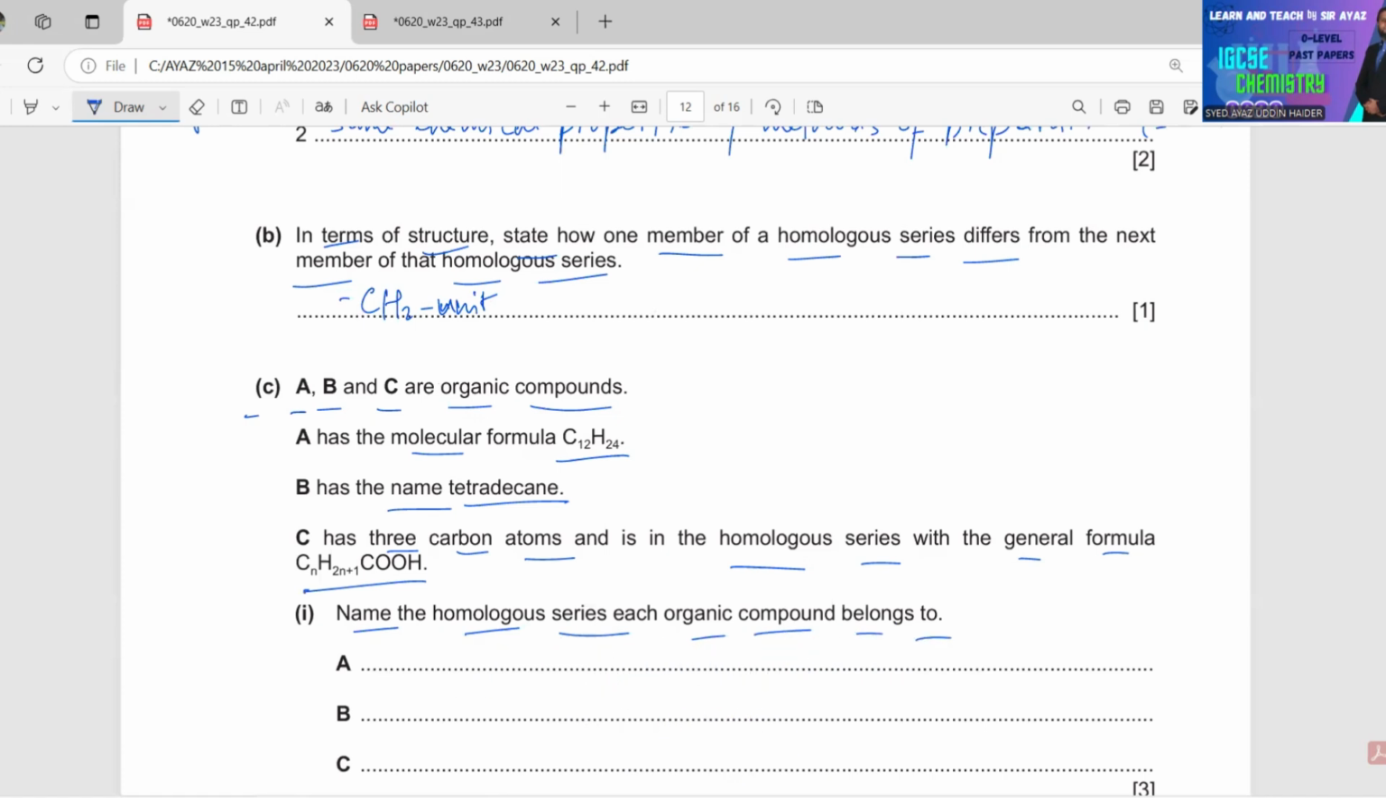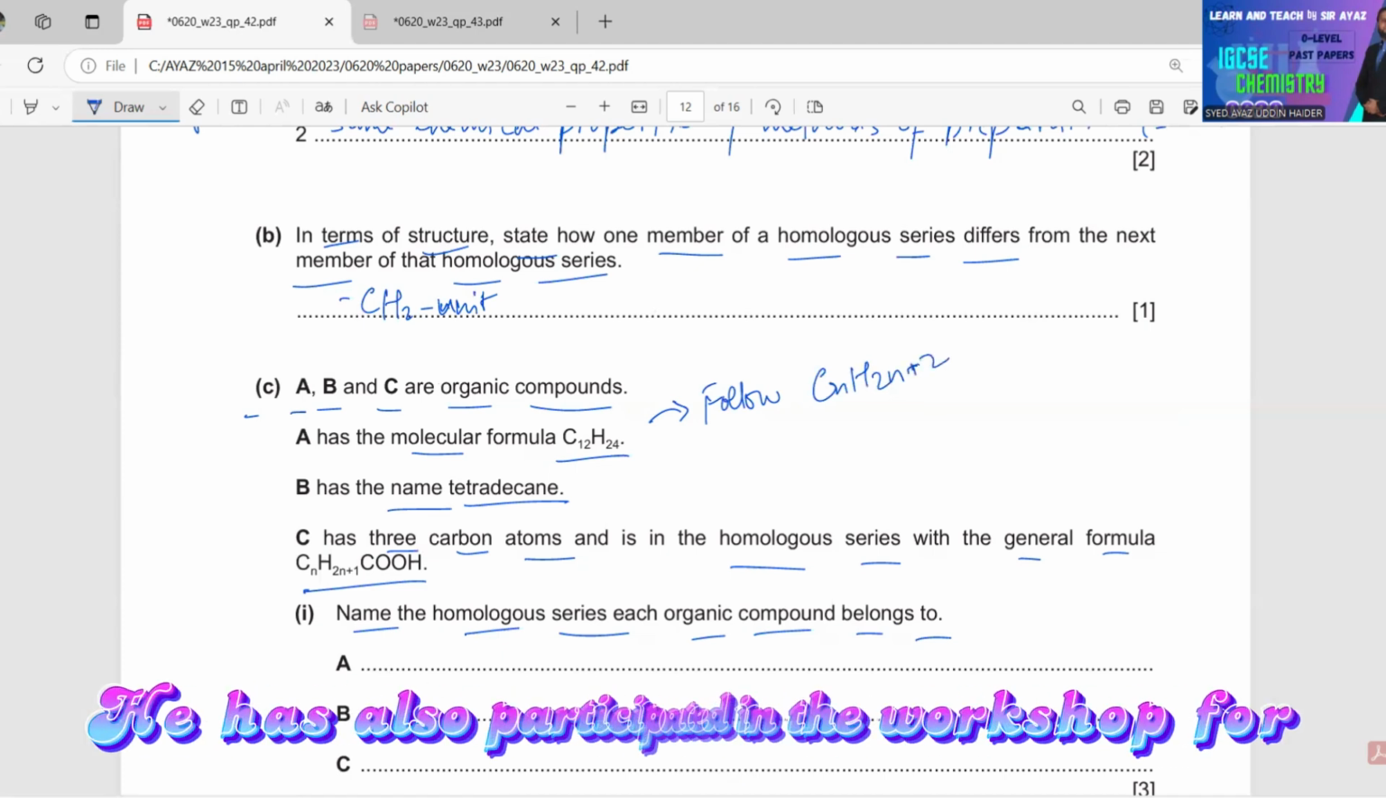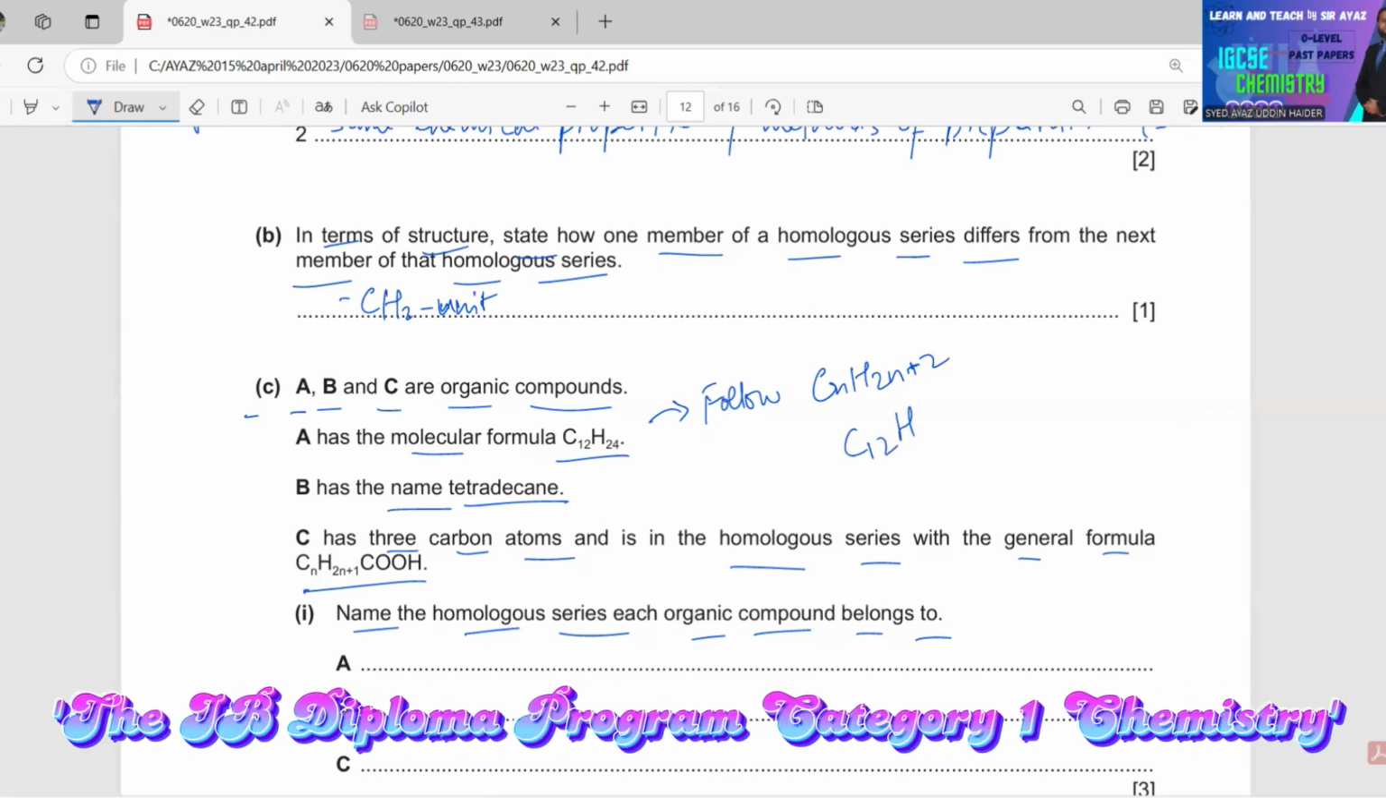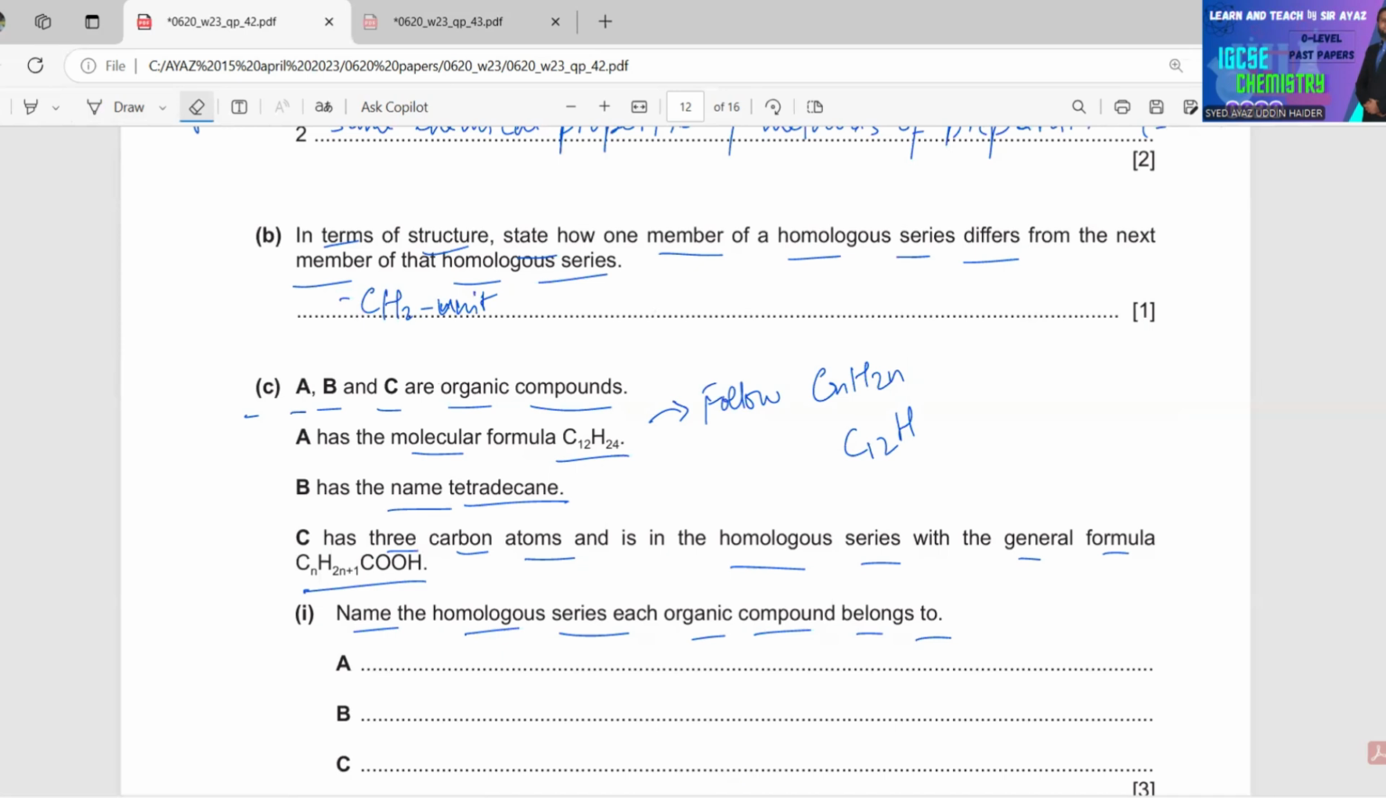Now, if you look at the formula number 1, it's following CnH2n+2. If you place 12 here, C12, you will get 2 multiplied by 12, 24. 24, sorry, it's following CnH2n, not CnH2n+2, CnH2n only. 2 multiplied by 12 is 24. So which means it's an alkene. It must be alkene. So you write alkene here, alkenes.